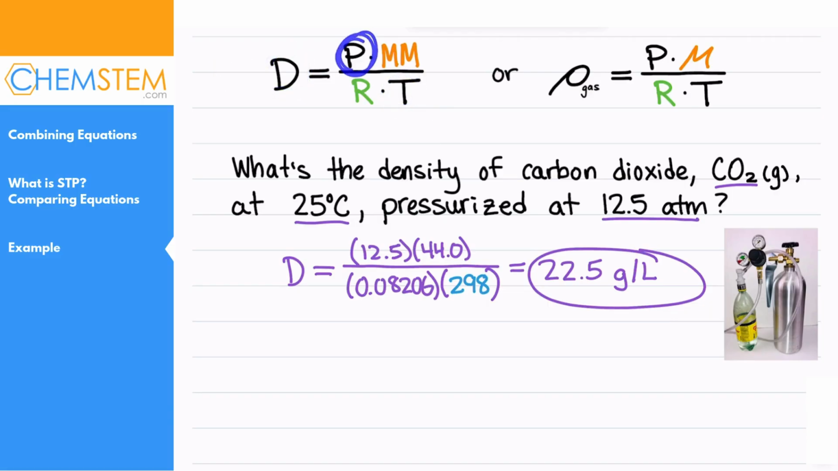Pressure is directly proportional to density, because if pressure goes up, then density will also go up because the particles are more closely packed together. We also have molar mass in the numerator, which means that molar mass is directly proportional to density as well. Substances with a higher molar mass will have a higher density than substances with a lower molar mass, because again, it's more mass packed into a tighter amount of space.